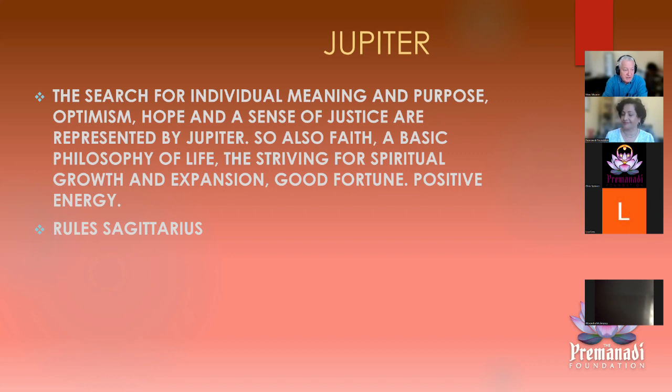Jupiter, the search for individual meaning and purpose. This is a very important planet because Jupiter, in old mythology, if you look at the Roman mythology, Jupiter is the equivalent of Zeus in the Greek mythology, and Jupiter was the number one deity for the Romans and for many others. And it represents optimism, hope, and a sense of justice. And it also represents faith, a basic philosophy of life, the striving for spiritual growth and expansion, good fortune, and positive energy. It rules Sagittarius. So Jupiter is a bringer of good reason, of good justice, good faith, good luck also. If you ever needed luck, Jupiter will be involved in all good things happening to you.